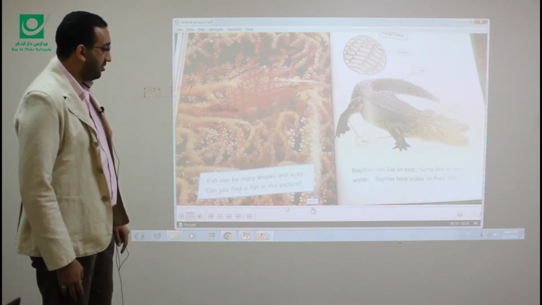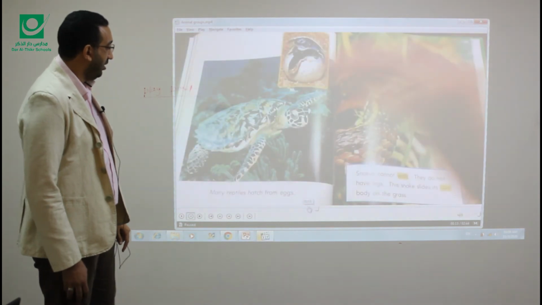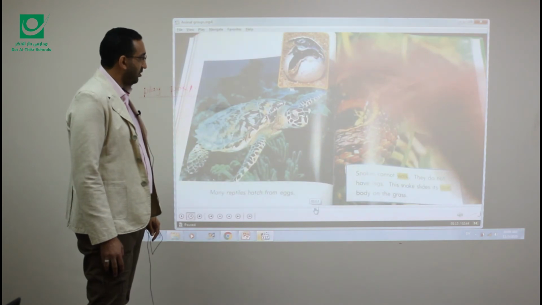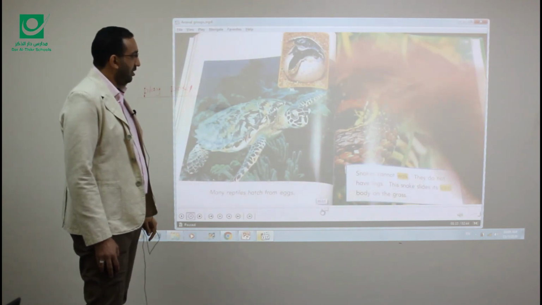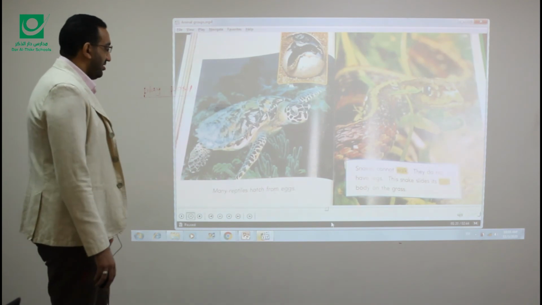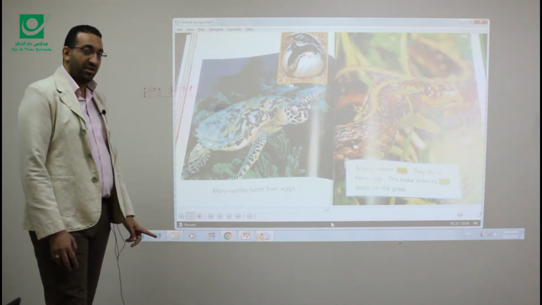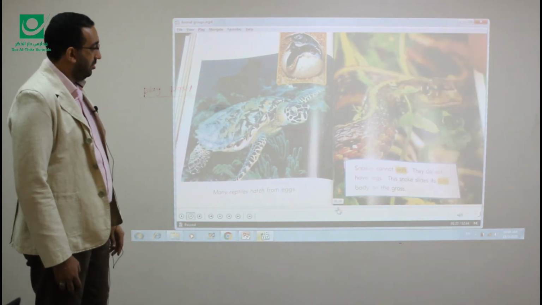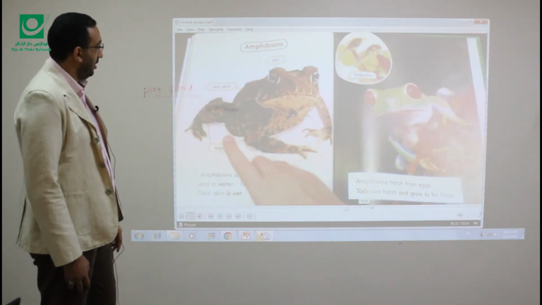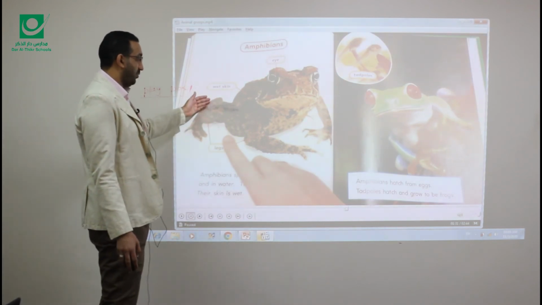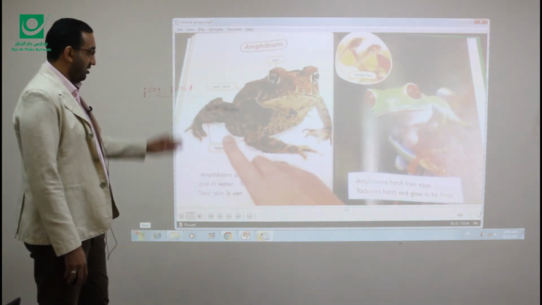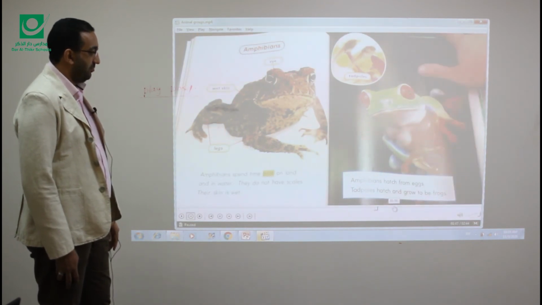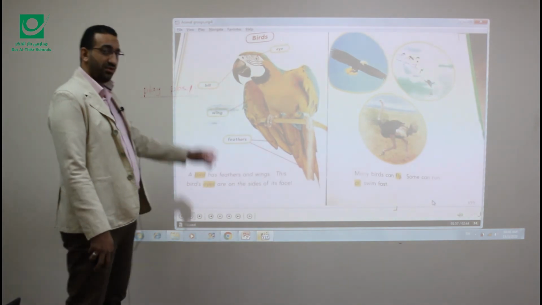Let's move to the third group we have today. It's about amphibians. As we said here, they spend most time on land and in water, like a frog. And they have wet skin, legs and eyes. That's about amphibians.